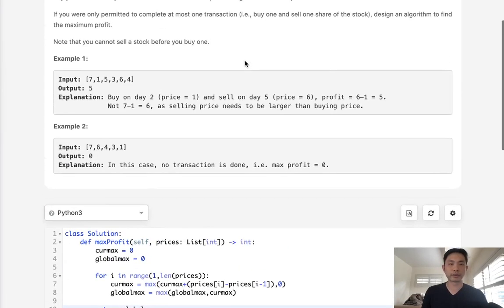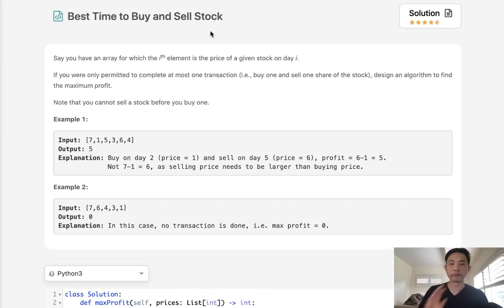And yeah, that's it. So there's lots of variations to this problem. I think I will go through them eventually.